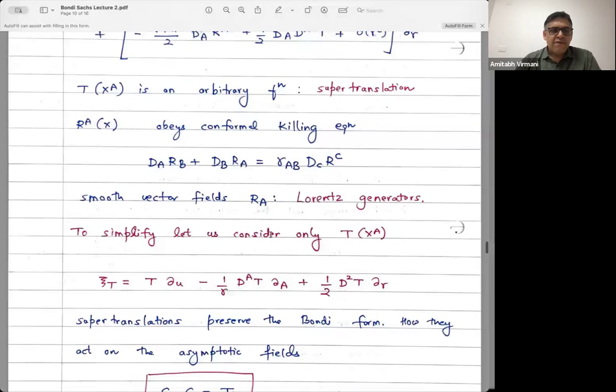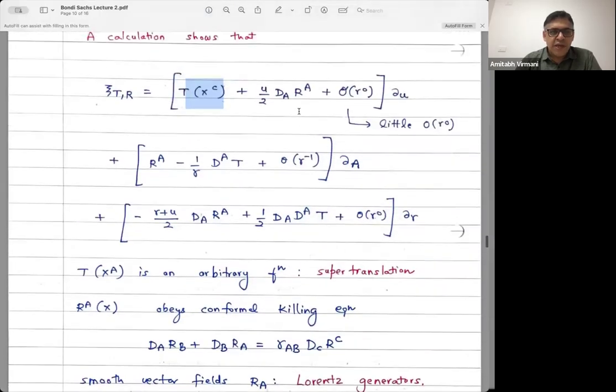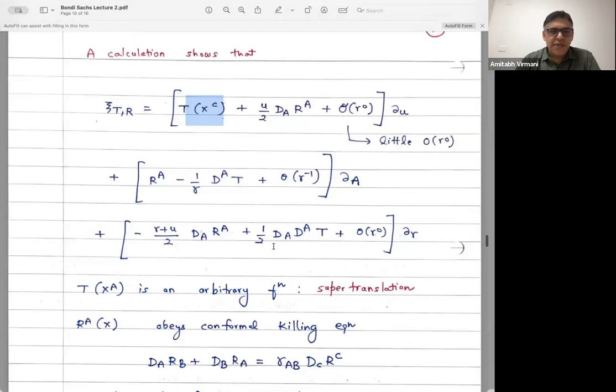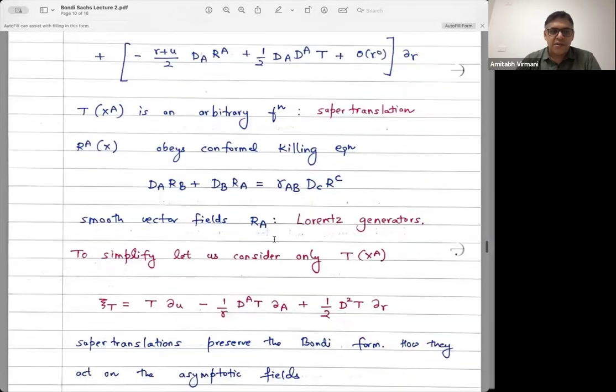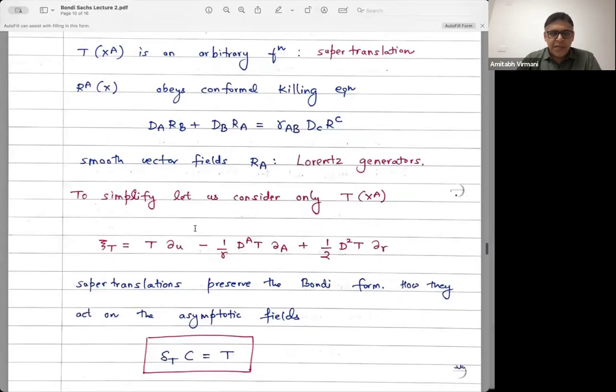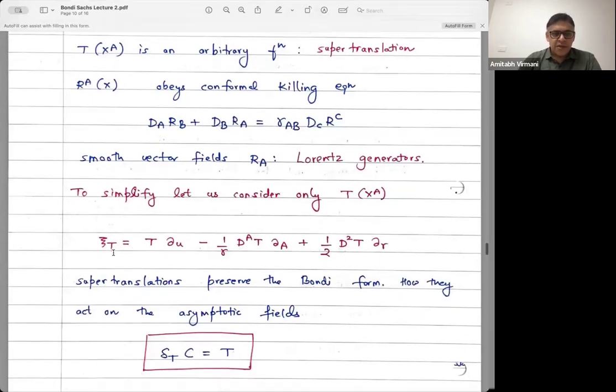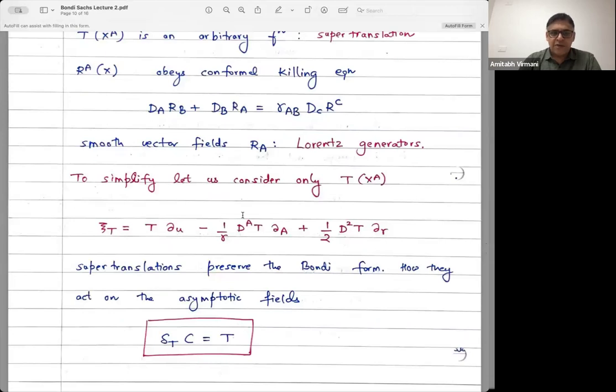Now, to simplify our life, we consider R equal to 0. We are not doing any rotations or boosts, so just look at T, the super translations. If you just look at T, the vector field is zeta of T equals T times del U minus 1 over R divergence of T, and 1 over 2 Laplacian on T in the R direction. This vector field preserves Bondi form. It preserves the asymptotic boundary condition in a way such that when you apply this, the asymptotic fields change. The boundary conditions are preserved, but the asymptotic field changes.